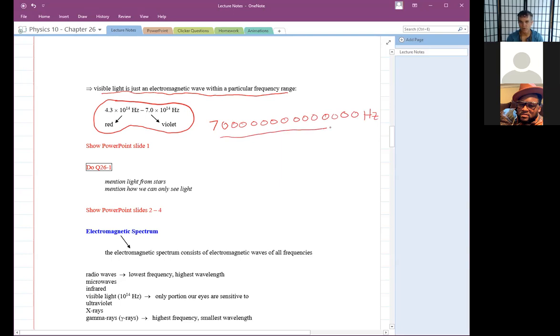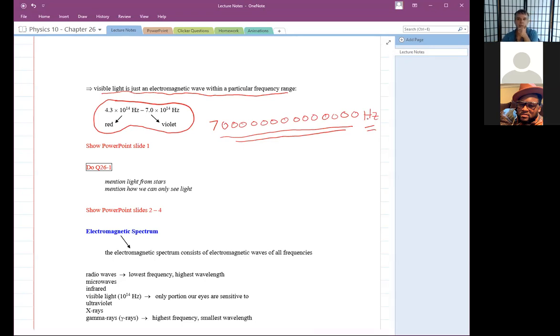This is the frequency of violet light. If you remember, hertz means per second. So if something has a frequency of 60 hertz, that means it's oscillating back and forth 60 times a second. Well, if violet light has a frequency of 7 times 10 to the 14 hertz, that means whatever's producing that light, which is generally an electron, is oscillating back and forth 7 times 10 to the 14 times a second.